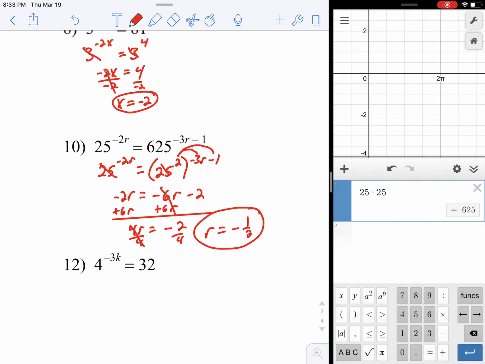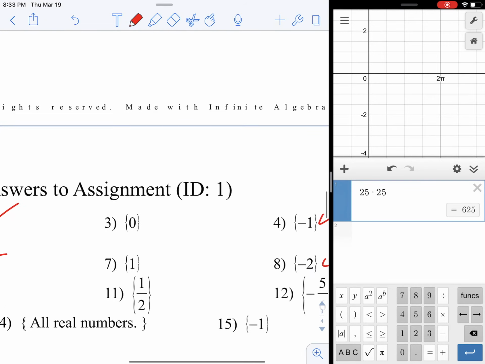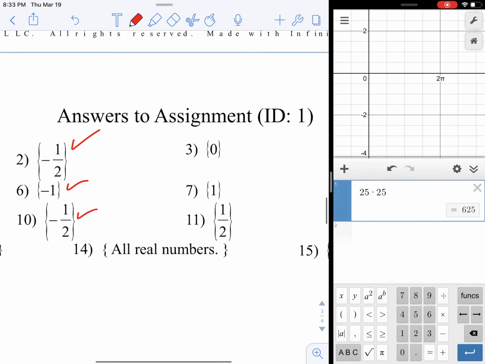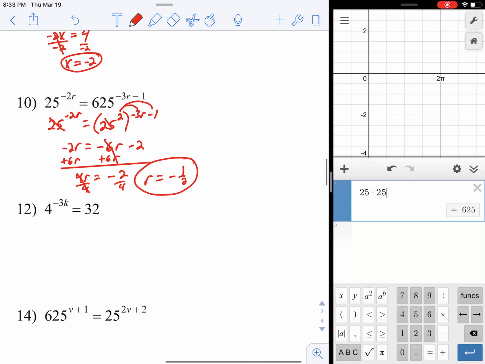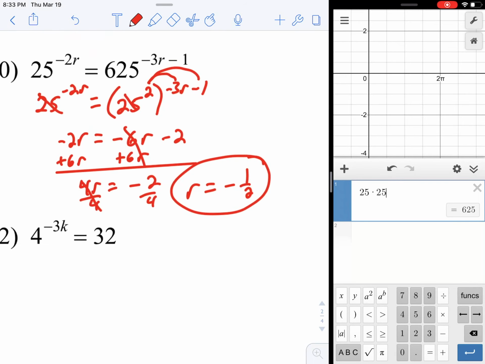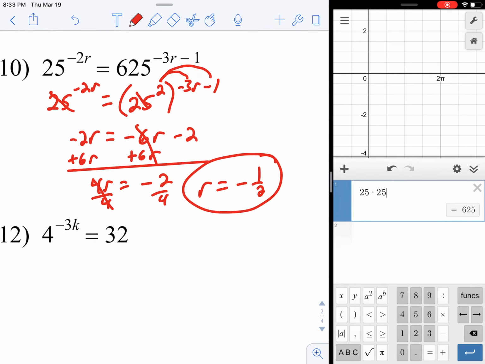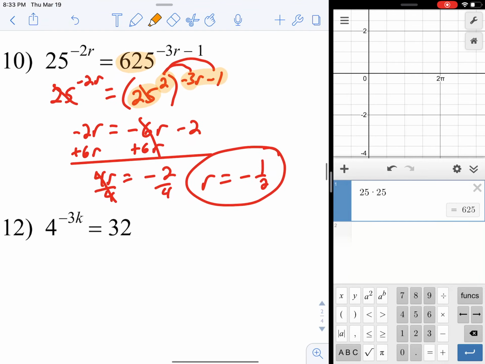And let me check number 10. And there it is, -1/2. Okay, so that was a little tricky. We were able to change 625 into 25 squared by messing around with the calculator. Then we have a power to a power that has to multiply.